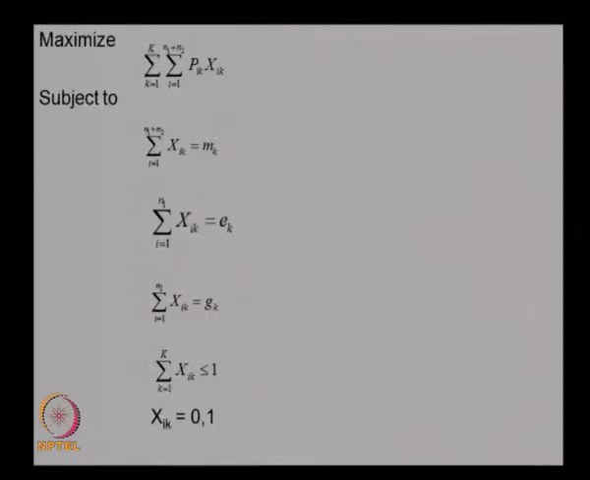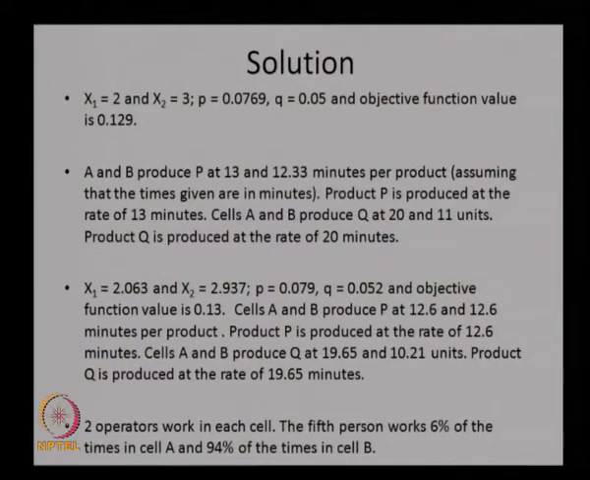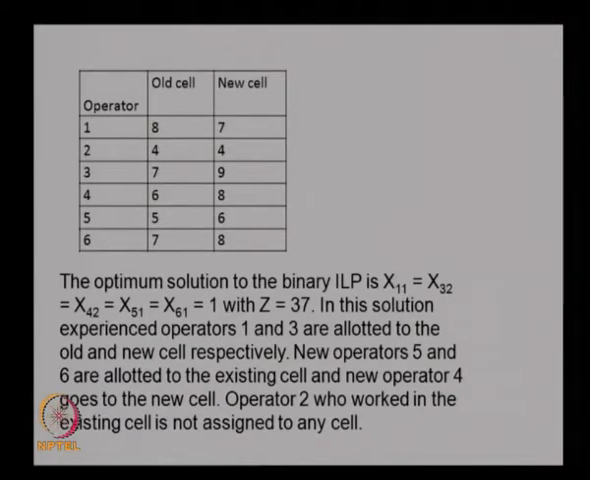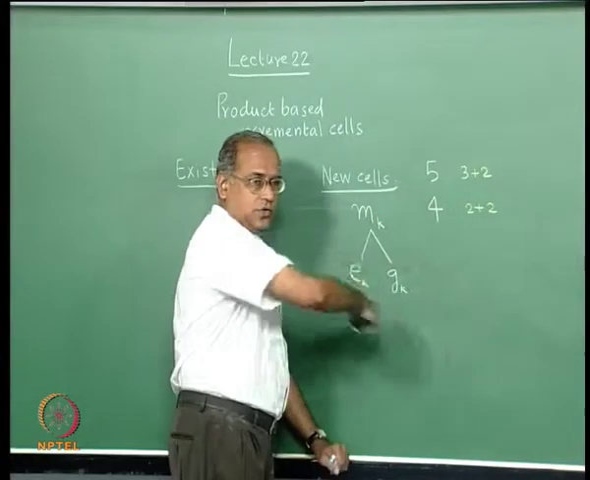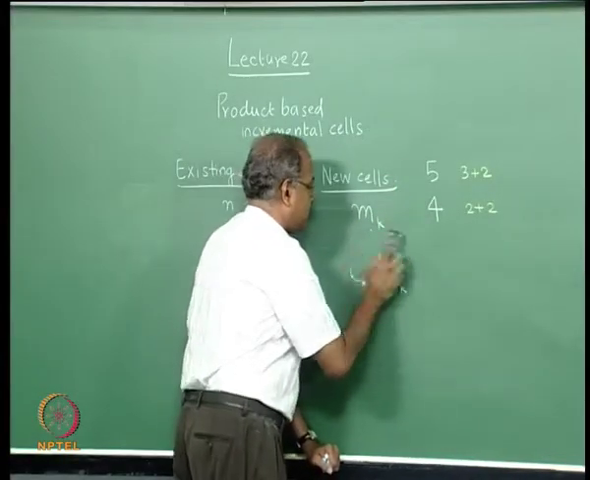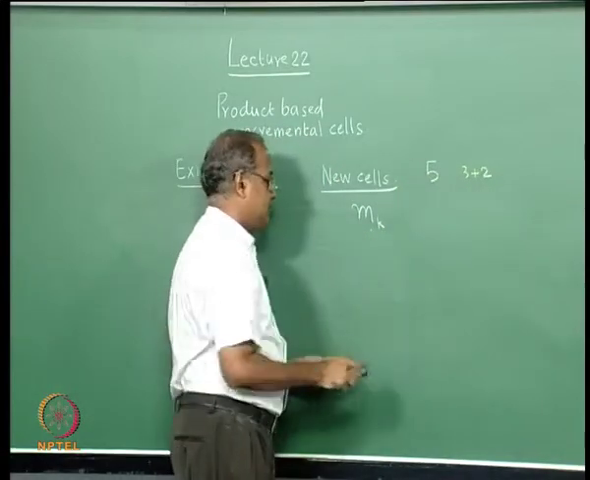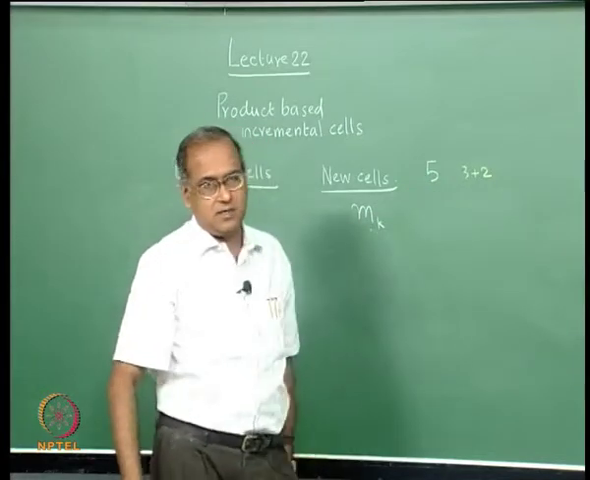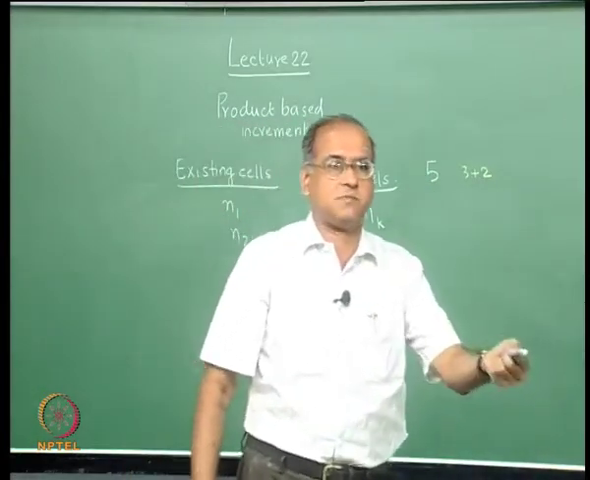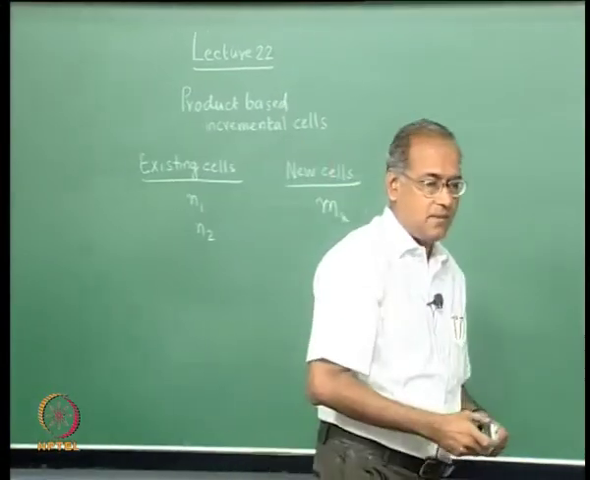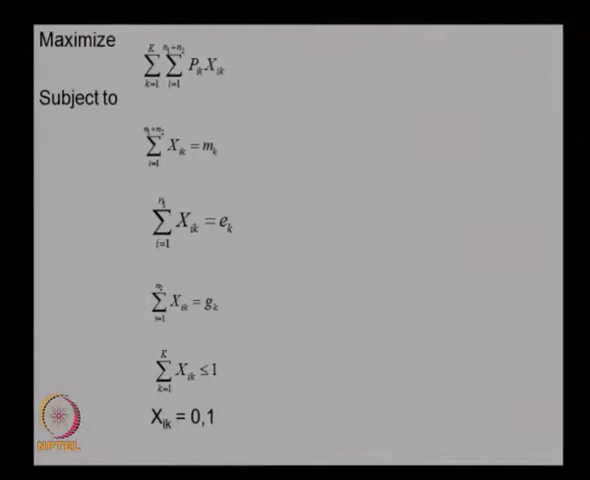Now, here again we have an old cell and a new cell. So, there are 2 cells, one cell is an old cell, the other cell is a new cell. Right now, in this example, I have said that there are 2 new cells, but in the problem that we are going to do, there is only 1 new cell. So, we could have a number which is like this. There is an m1 which is 5, the e1 could be 3, I want 3 experienced people, 2 new people and so on.